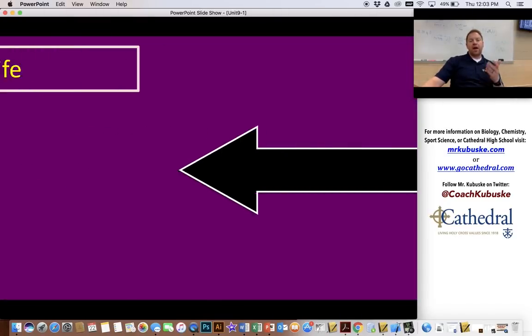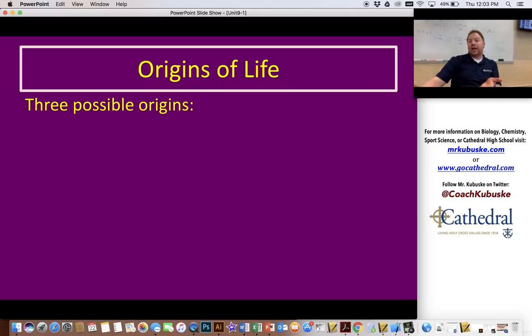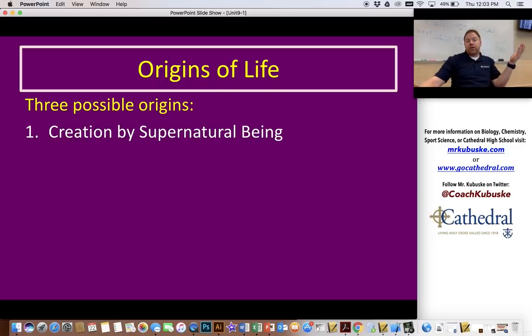So now let's talk about how life could have actually gotten here, how it could have gotten started. So there's three possible ways that we're going to talk about that life could have begun here on the planet. First one is creation by a supernatural being. That's obviously, there's not a ton of way to say irrefutably that that's not possible. We're not going to get into creationism and all that right now, but it's a possibility.